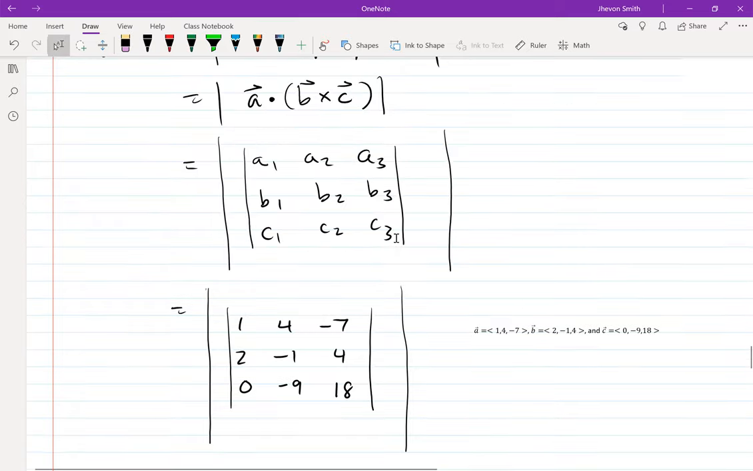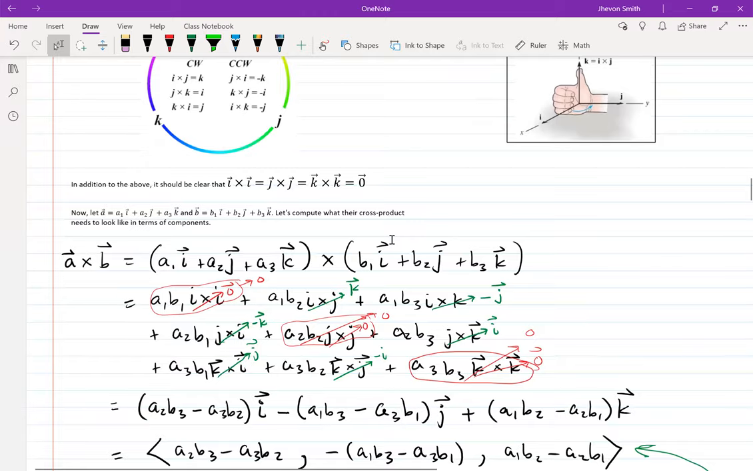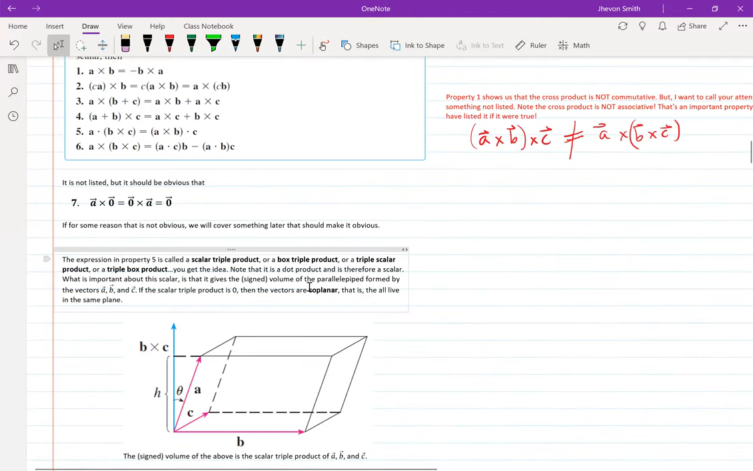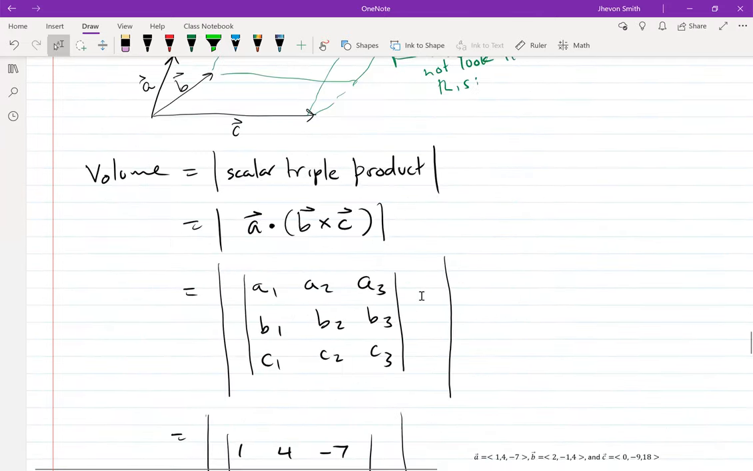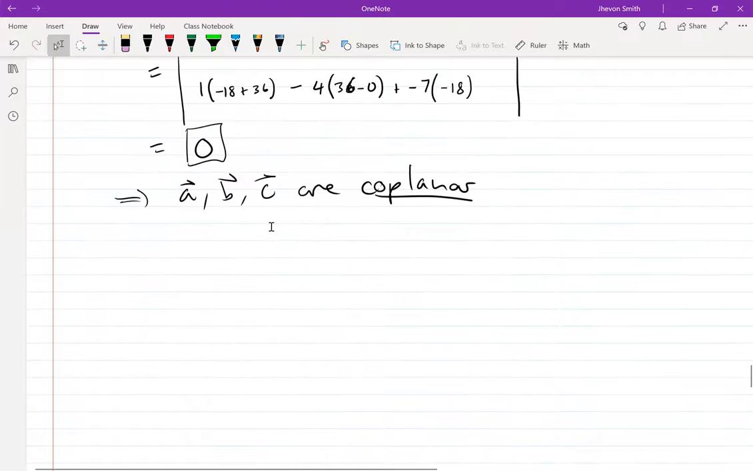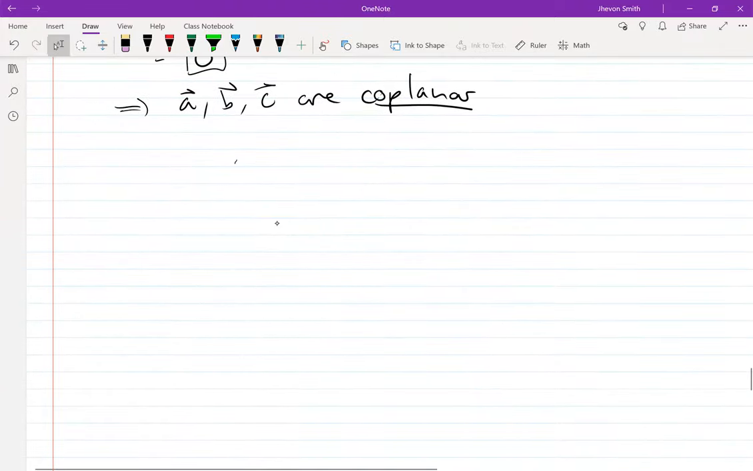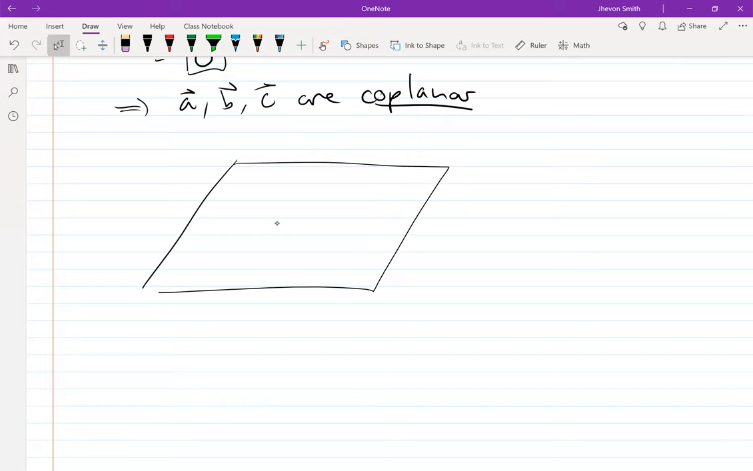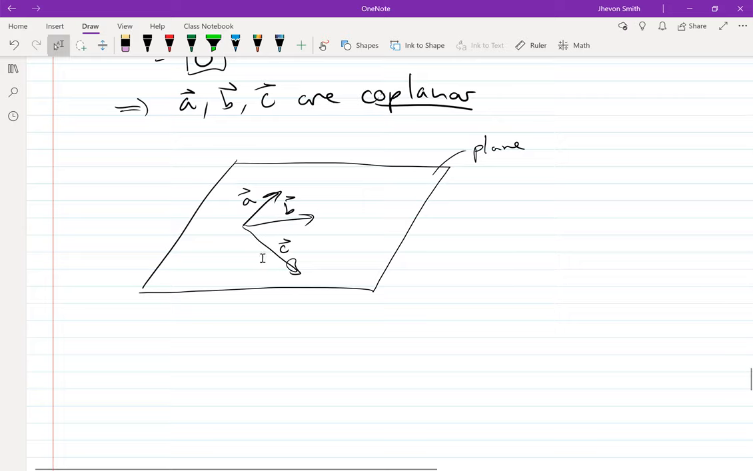Now, I spoke about that earlier as well. If we look up, where are we? Here, coplanar. It pretty much means that A, B, and C lie in the same plane. So the picture actually does not look like that. It's not a box. It's actually the situation where they all lie in a plane. So this is the plane, and my A, my B, and my C are all actually in the plane. They don't actually raise to create a 3D figure. So the volume of the box, the parallelepiped, is zero because they're all in the same plane.